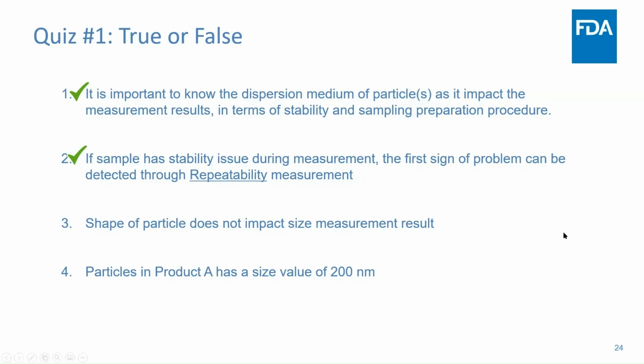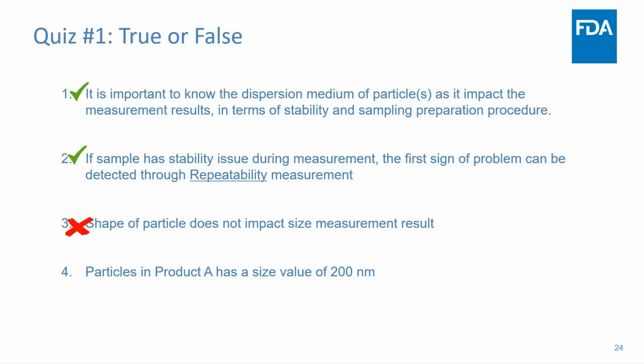Okay, I see everyone is typing false. This one is good. This one is clear. Shape of the particle does impact. What we do is we assume an equivalent sphere of the particles because we have a certain technique we need to use to measure the particles, but that doesn't mean that all the particles are spherical.